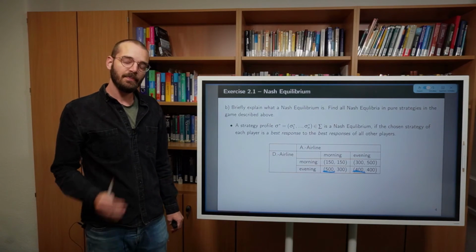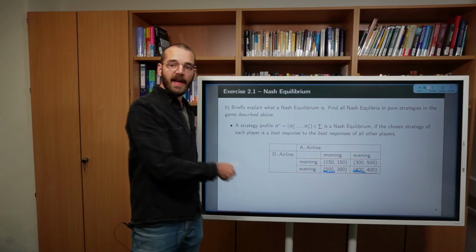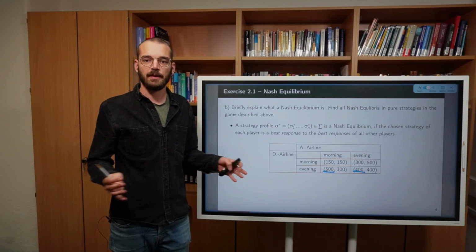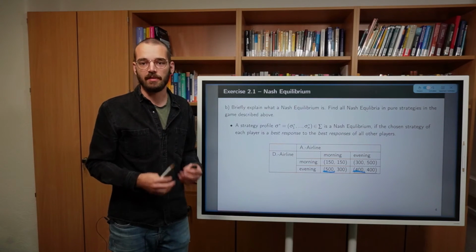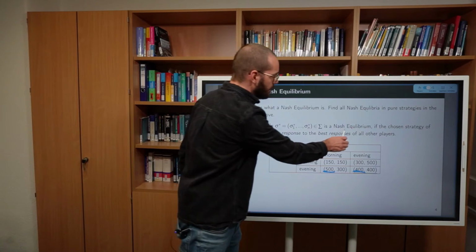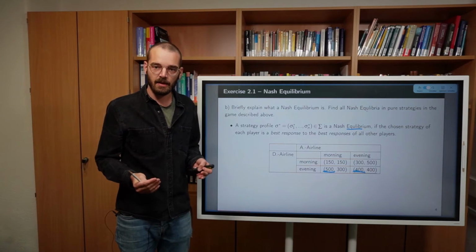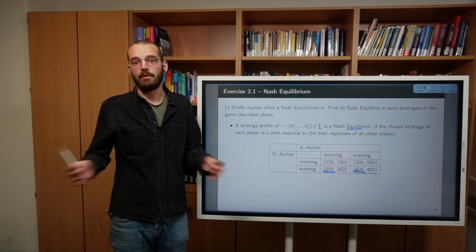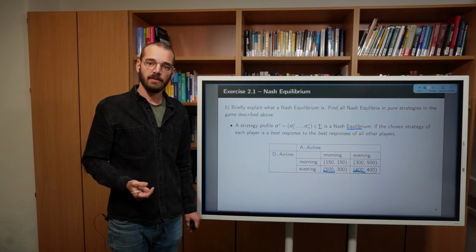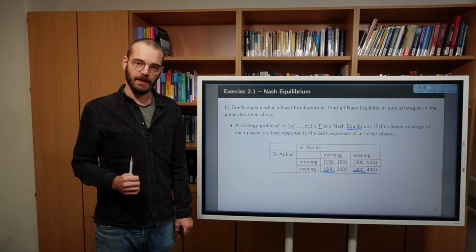We now know the best answers of the D airline to any strategy of the A airline, right? So we are basically done with finding out what the best responses of the D airline are. But in order to find the Nash equilibrium, we of course need to know the best answers of all players regarding the strategies of all other players. All right? So let's do the exact same thing that we just did for the D airline, but now from the perspective of the A airline.